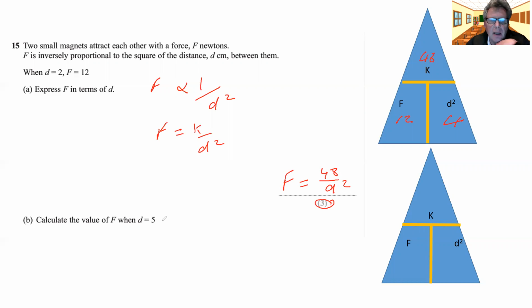We like it. So when we come down here, D is 5. So D squared is 25. That's going to be 48, and so all we've got to do is 48 divided by 25, which is 1.92, sorry about that. So F equals 1.92 when D equals 5.